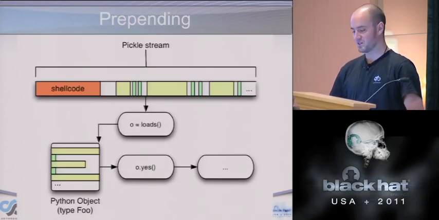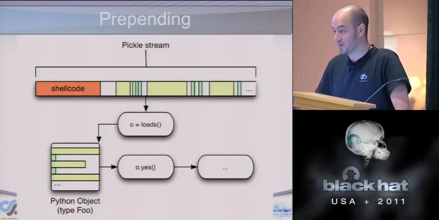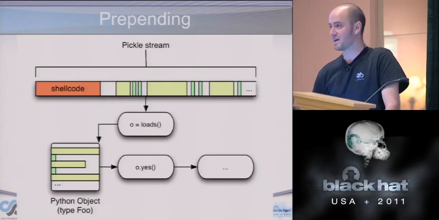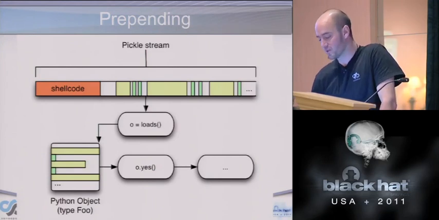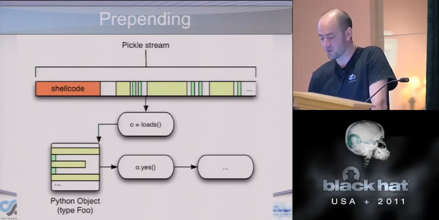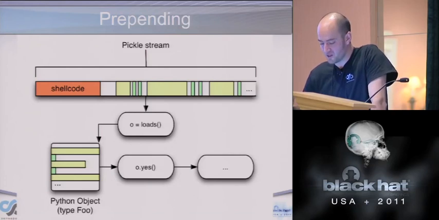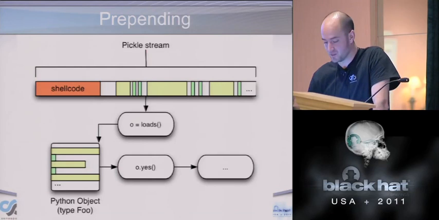If we put that shellcode at the start of the pickle stream, then it can execute, do whatever it wants, leave the stack clean, and then the original shellcode will be loaded. So the original pickle stream will run, and the output of this is an object of type foo. Okay, so we can execute shellcode and have the program not break, which sounds good.